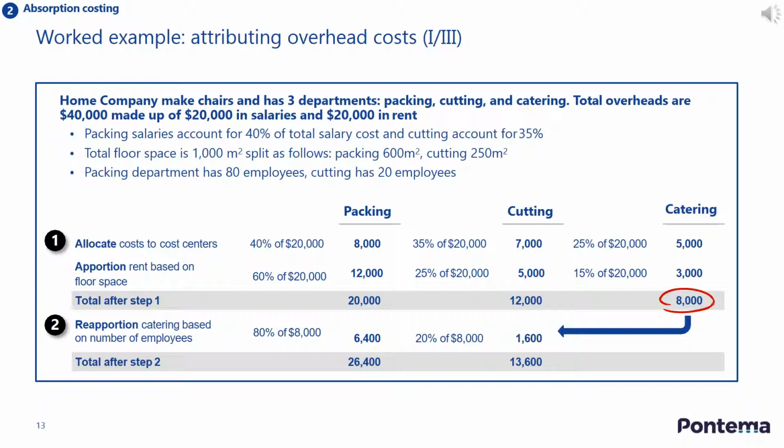Once this has been done, you need to reapportion the service cost centers to the production cost centers. In this case, the catering allocation needs to be reapportioned across the packing and cutting cost centers. This should be based on the number of employees in each department, which should be a fair representation of the demand each department places on the catering team.